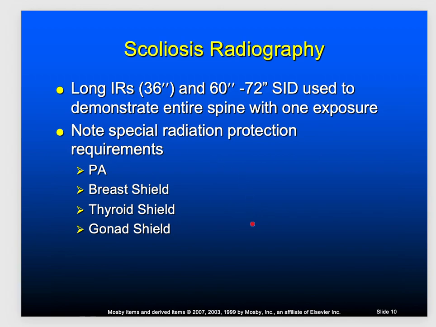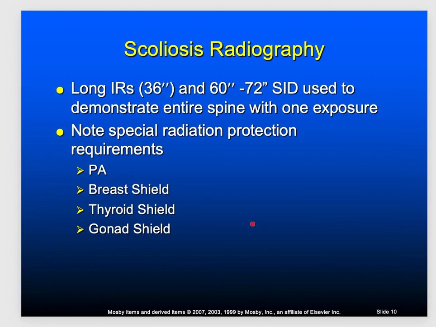So some protection that can be done: you can image the patient PA instead of AP. You can add breast shielding either on the patient or collimator shielding on the collimation. Possible thyroid shielding, depending. A lot of times a thyroid shield is going to, you're not going to see your C-spine.